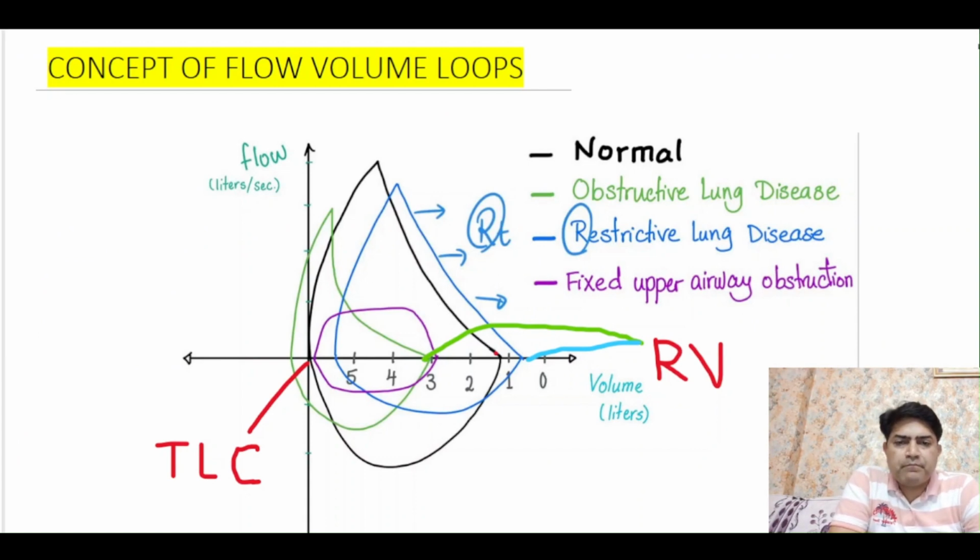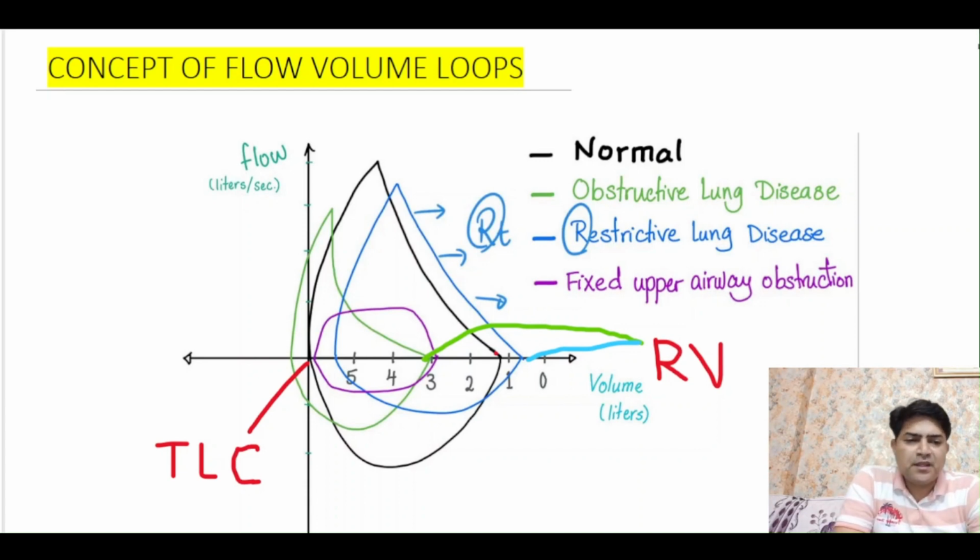Now see this figure carefully. This is the concept of the flow volume loop. What are flow volume loops, and where do you get them? In the pulmonary function test, when you are doing spirometry, you see a long report, and at the back side of the report there is one loop given. These are the loops which we have to understand.